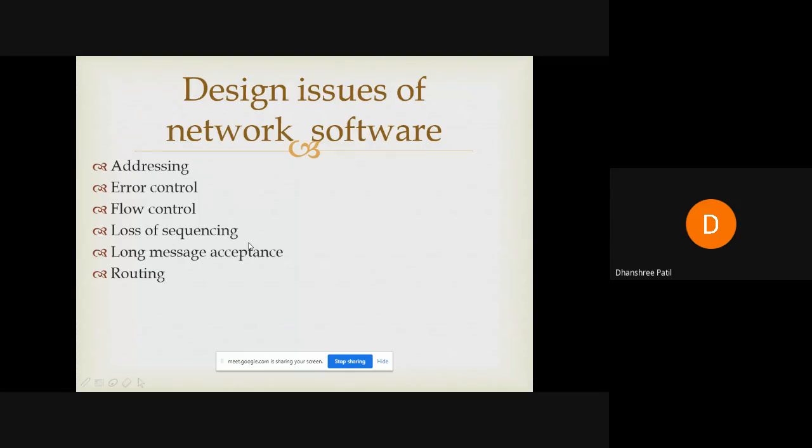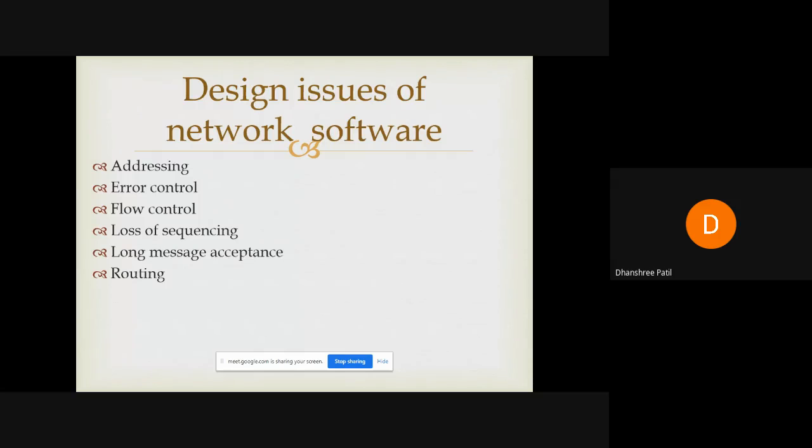Loss of sequencing: we have just now seen this in the case of packet switching. Why is it required? It is possible that packets do not reach in a sequential manner. The second packet may reach before the first packet. So the receiver should understand the sequence of the packets or the sequence of the data. If this happens, what strategy will be followed by the receiver? That should be discussed. That is nothing but loss of sequencing.